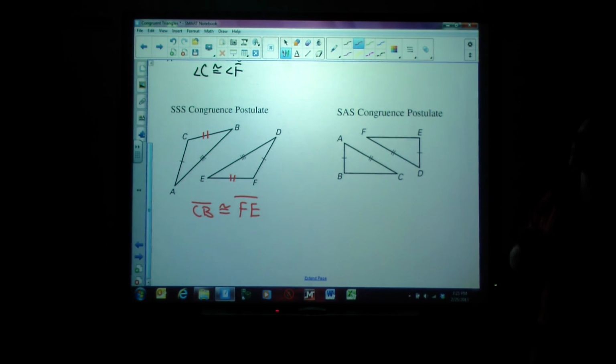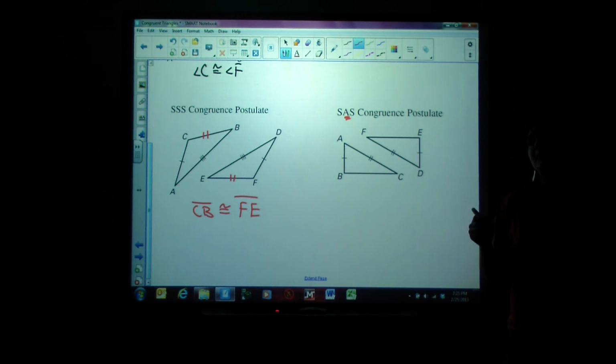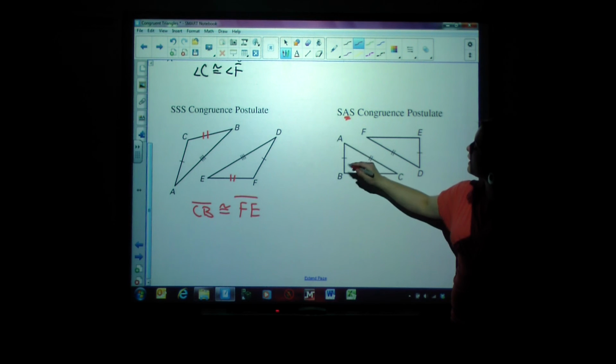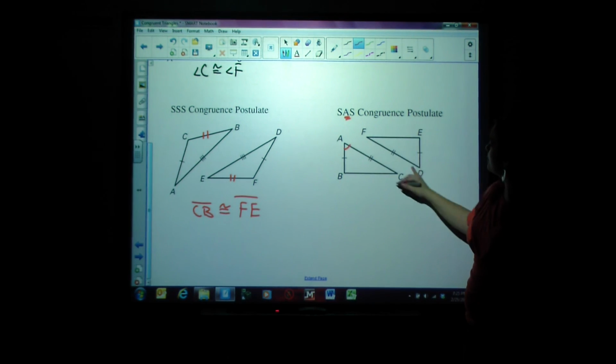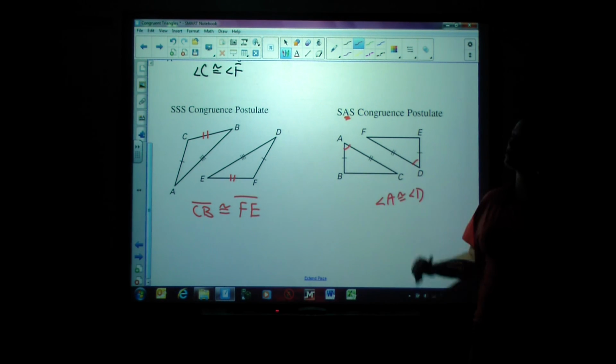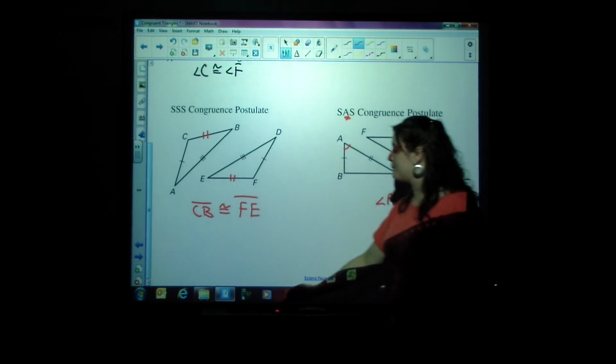Side, angle, side. Notice the angle is in the middle, which means that angle has to be included, meaning touching both of those sides. So the only angle that touches both given sides is angle A in this picture and angle D in this picture. So I'd have to prove angle A is congruent to angle D in order to prove that these triangles are congruent by the side, angle, side congruence theorem.